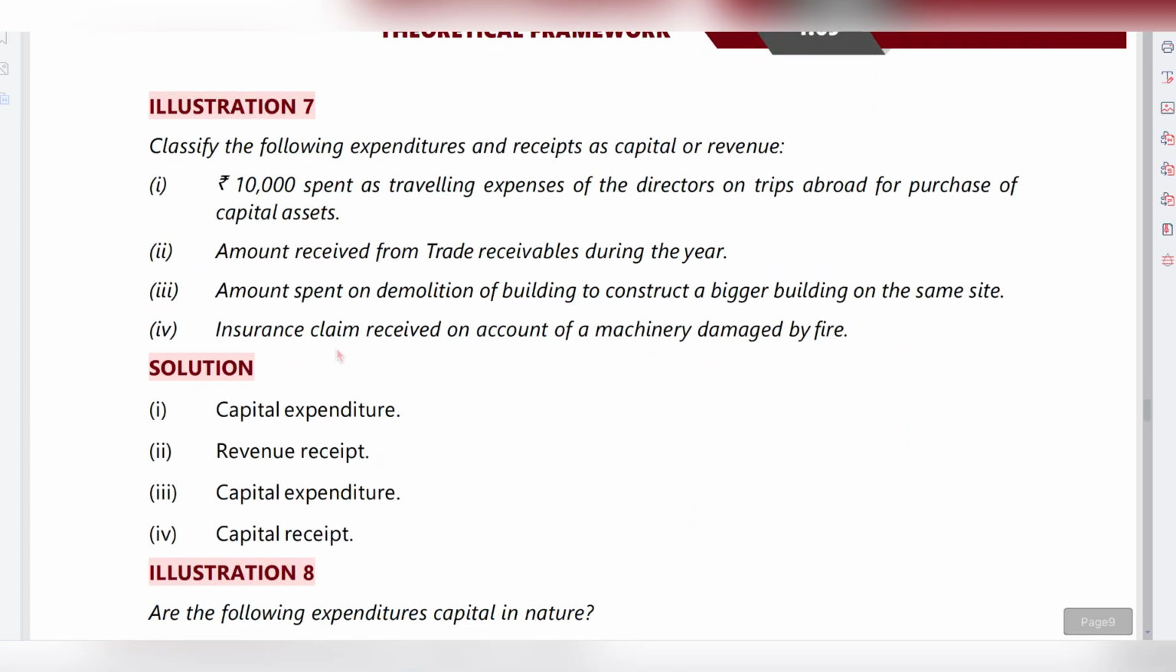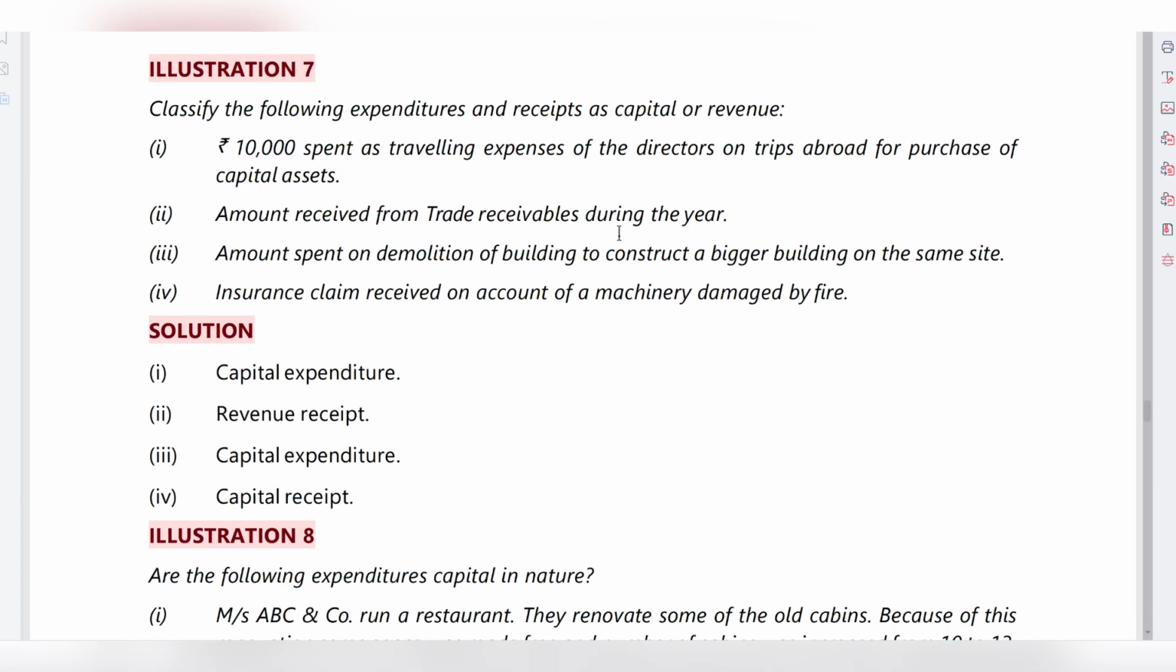Now coming to illustration 7, classify the following expenditure as revenue receipt or capital receipt. 10,000 spent as traveling expenses of the directors on trips abroad for the purchase of capital assets. We are spending the amount for purchase of capital assets, so obviously it is capital expenditure. Amount received from trade receivables during the year, it is current assets, so we are receiving within one accounting period, so it is revenue receipt.